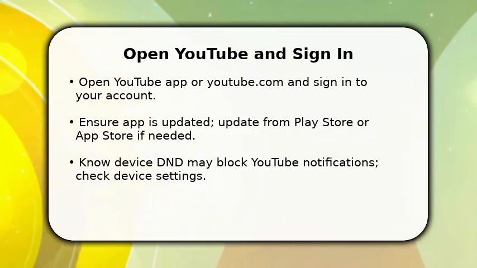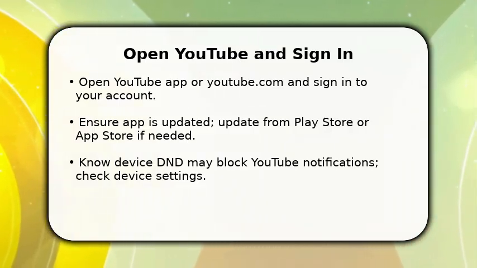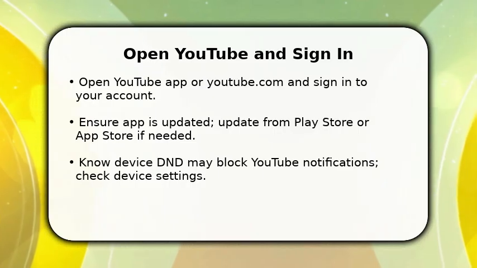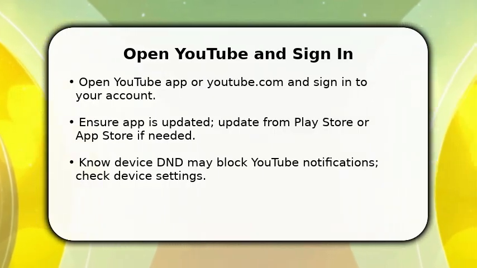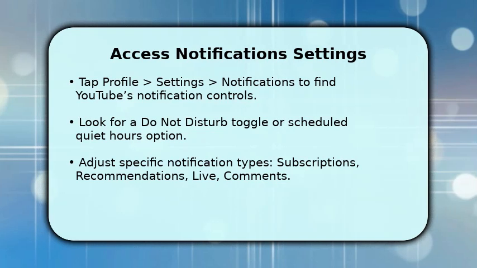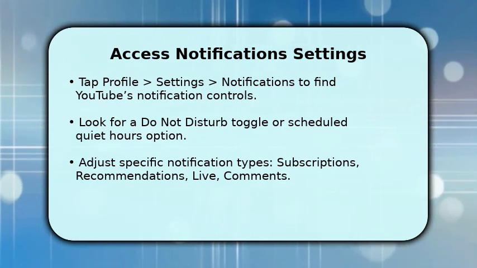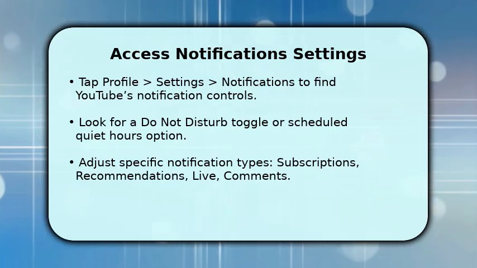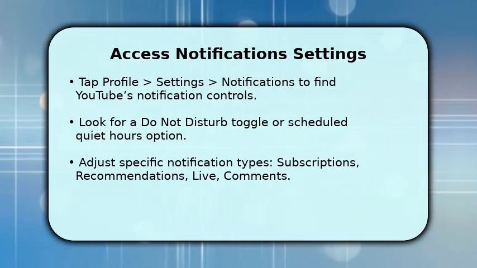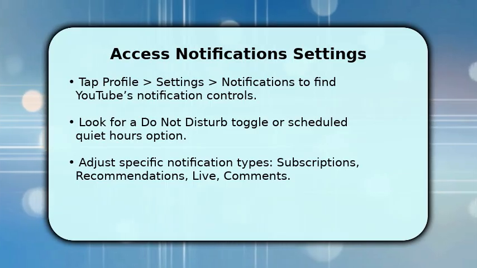First actionable step. Tap your profile icon in the top right to access account-level settings where notification controls live. You now open Profile, then Settings, and select Notifications to see all YouTube notification toggles. Once there, locate Do Not Disturb or Scheduled Quiet Hours. Toggle it off so alerts are allowed.